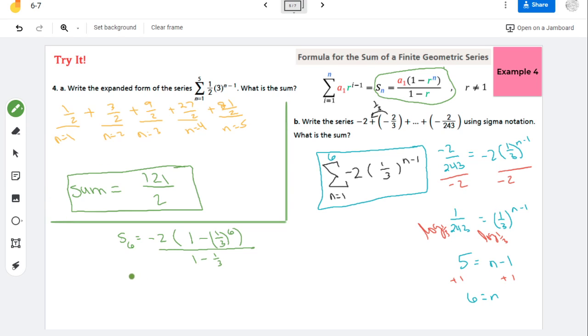Oh boy, here we go. Now down below, 1 minus 1/3 is 2/3. What I'm going to do with that 2/3 right away, because I don't have much room, is this: when I divide by 2/3, that's the same as multiplying by 3/2. So -2 divided by 2/3, or -2 times 3/2, the 2's cancel out, and that turns into a -3.